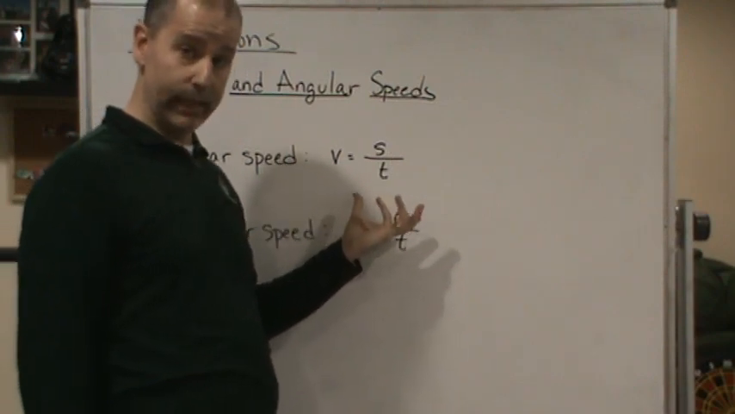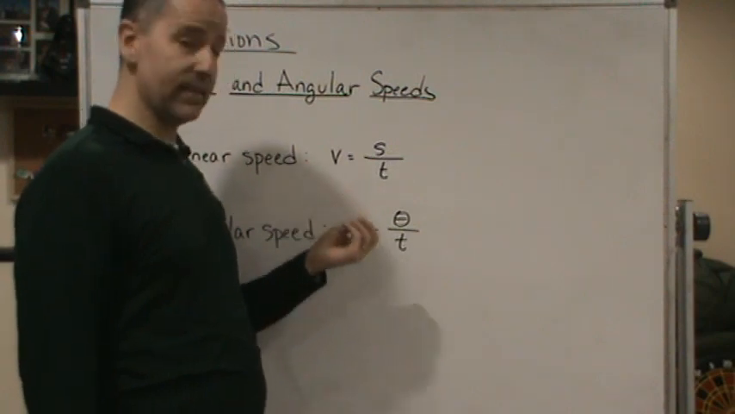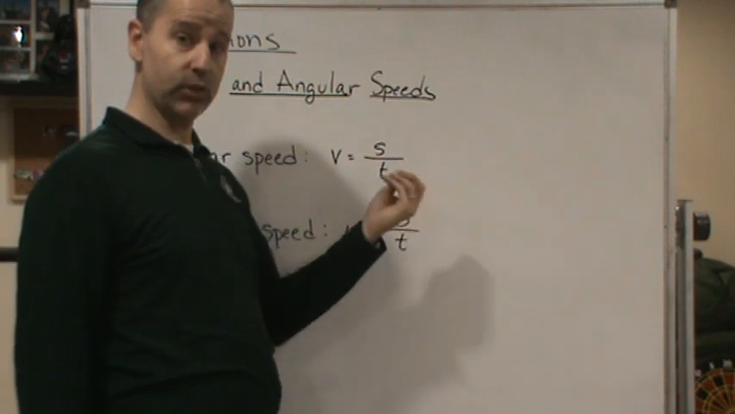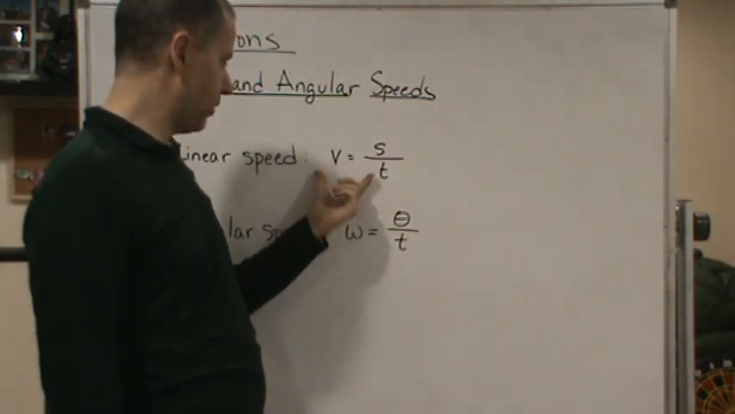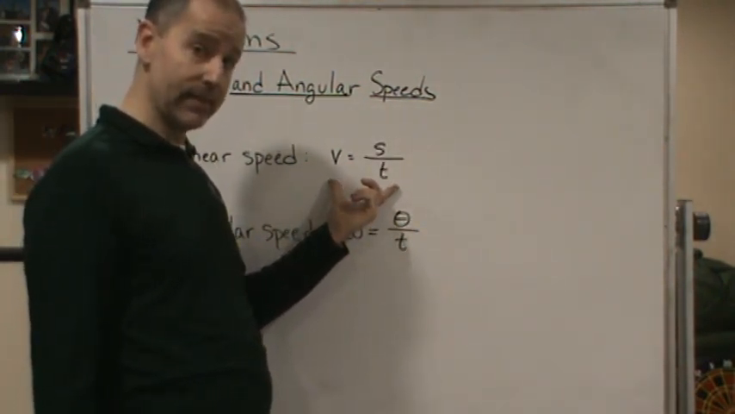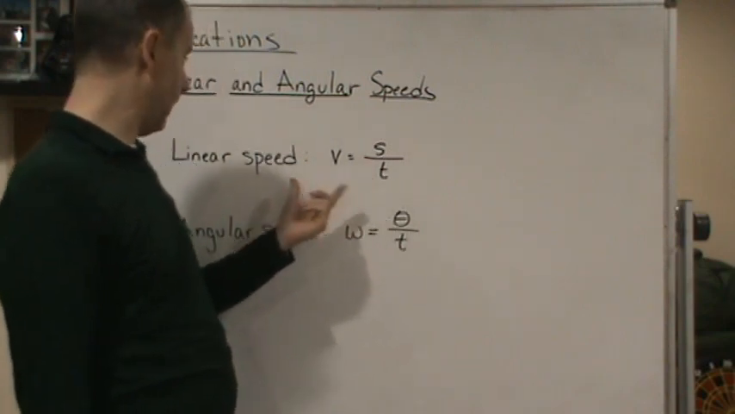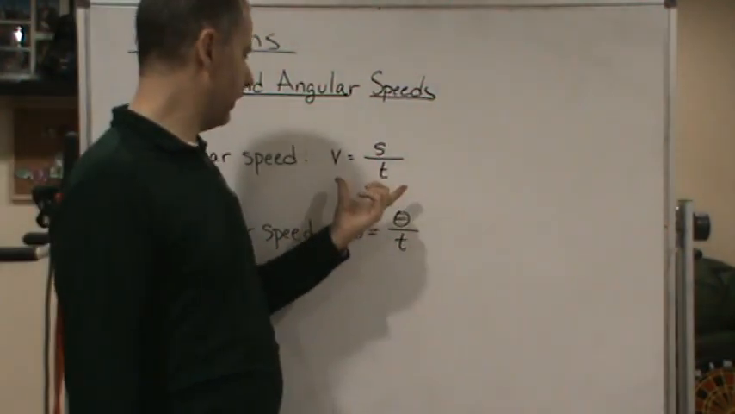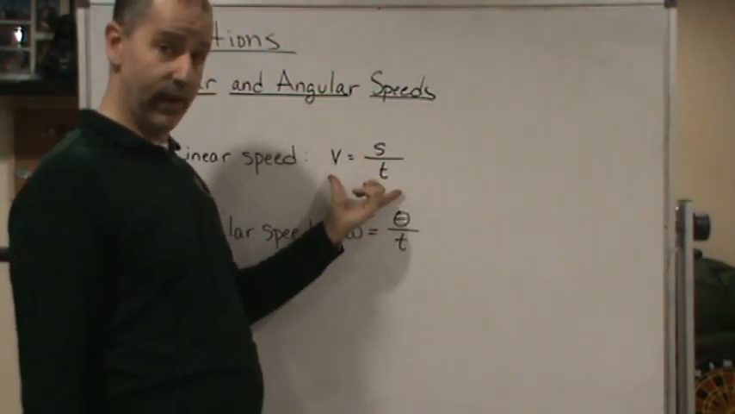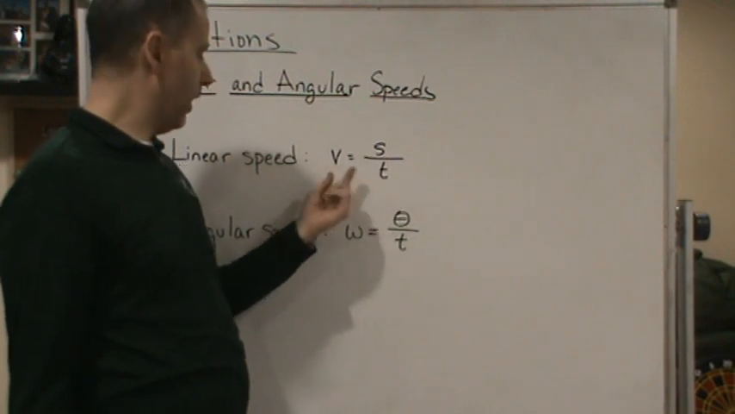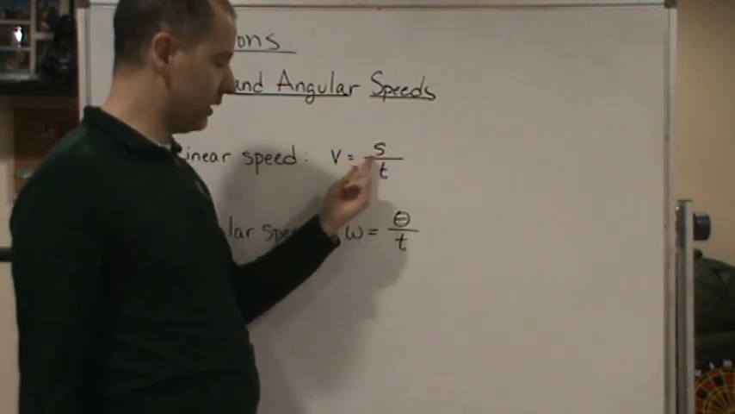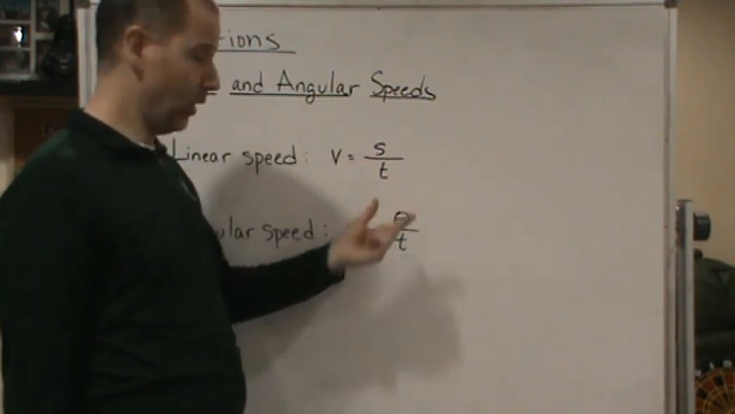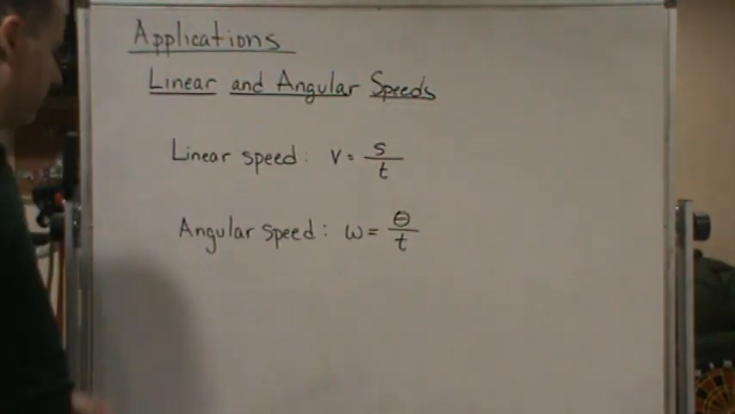That's the same thing going on here. Distance equals rate times time. Rate or velocity or speed equals distance over time, and that's what you think about when you think about linear speed. So velocity is going to be arc length, the distance that the particle traveled, divided by time. Okay, so that's linear speed.